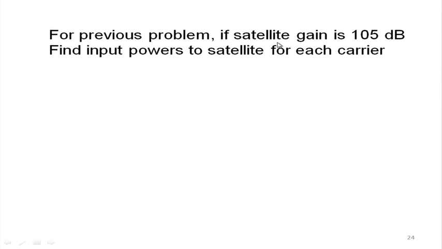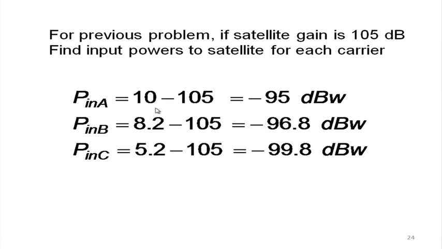Now, if the satellite gain is 105 dB, then based on those apportionments, how much power is transmitted out per carrier from station A, and you subtract the gain. So, input to the satellite from station A is minus 95 dBW. You simply subtract the gain of the satellite. So, for each carrier, what is the input to the satellite coming from that particular station is listed here.